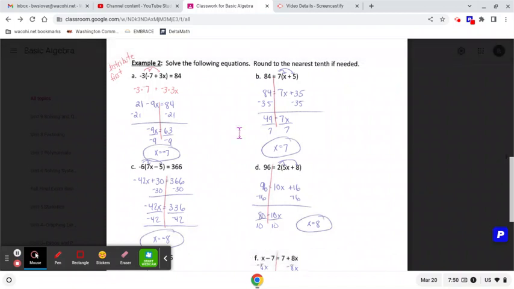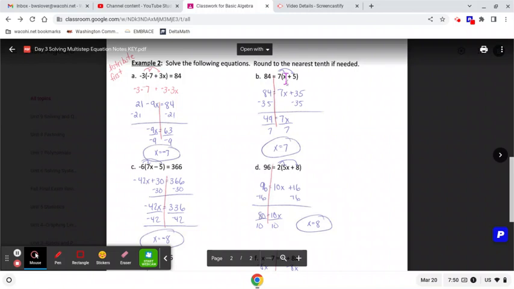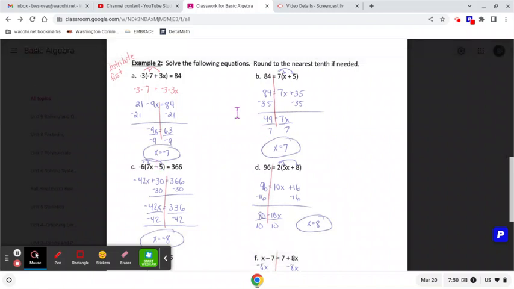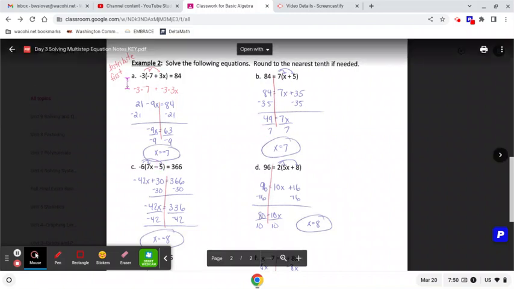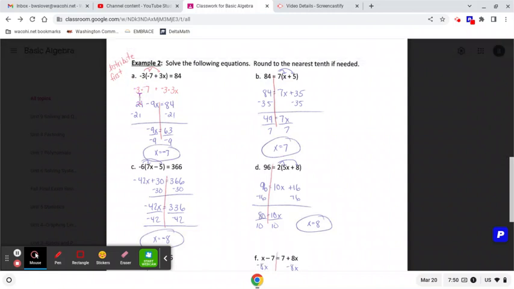But on example 2, some of them have parentheses. Not all of them, but some of them do. If I have parentheses, I need to get rid of them, and that's where I need to distribute. And that's why I have a note over here that says distribute first. So in letter A, I showed what I was doing. -3 times -7, that's how I got the 21. And -3 times 3x, that's how I got the -9x.